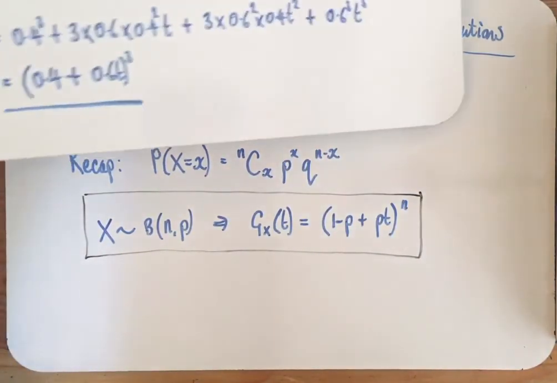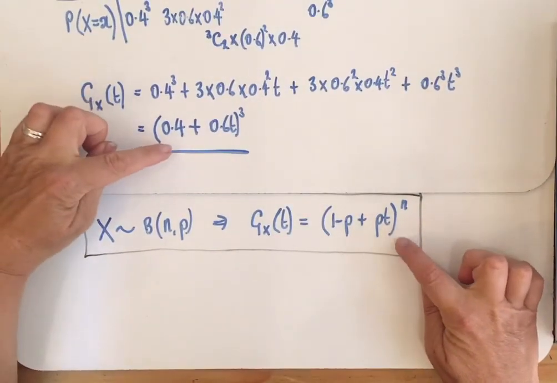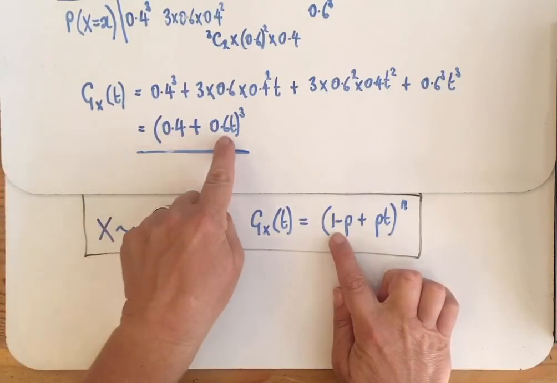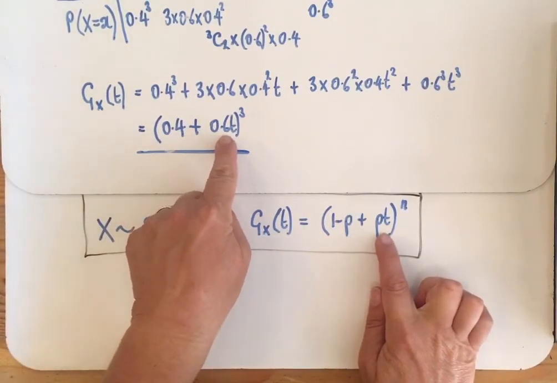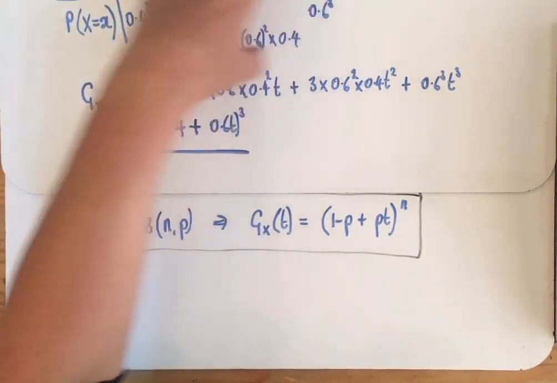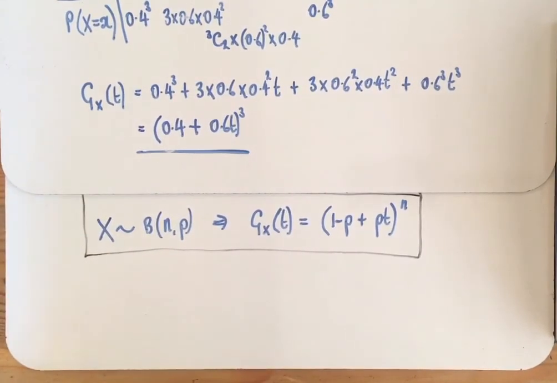And if you look at that, sorry, that formula there fits in with this result here. So p was 0.6, 1 minus p is 0.4, and then pt is 0.6t, raised to the power of n. So you could do this with any binomial distribution to create your probability generating function for x.